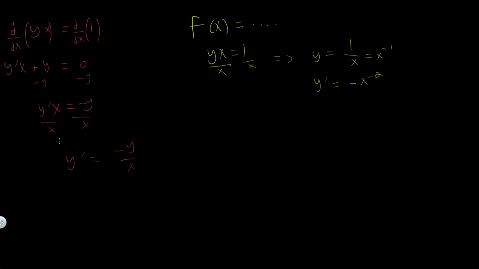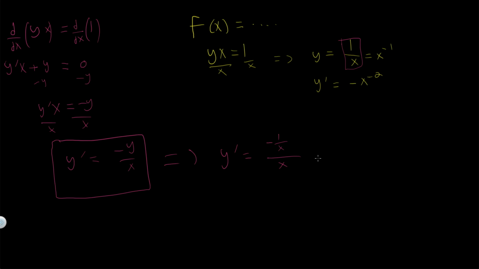Now in some cases you can leave it like this, but in this case we know what y is. We can solve for it in terms of x, right? And it's better if you have the derivative in terms of just x, not the function itself. So let's just plug that in. So we get y prime is equal to, well, negative y is just negative 1 over x, right? Because this is y. So negative 1 over x divided by x.